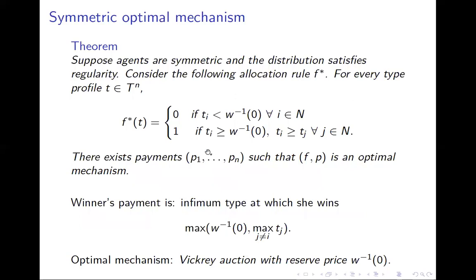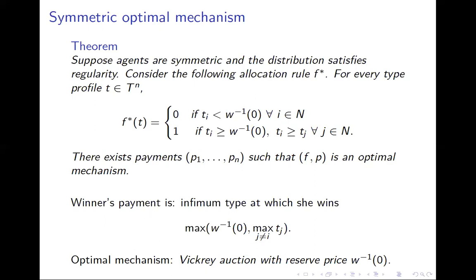Okay, so of course, we know the payment formula for that: losers pay 0, but the winners pay the infimum bid at which she wins. But what is the infimum bid at which she wins? Well, she has to be the highest virtual value, highest value in this case, or she has to beat this W inverse 0. So the infimum will be achieved at the max of W inverse 0 and the max over j not equal to i of t_j. So the maximum of the second highest value and the reserve price. Okay, so that will be the payment of the winner.